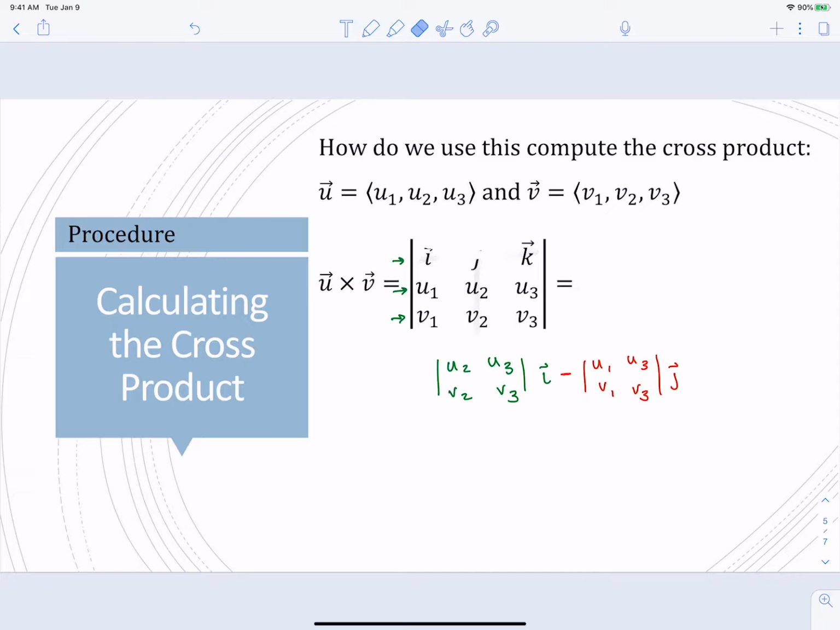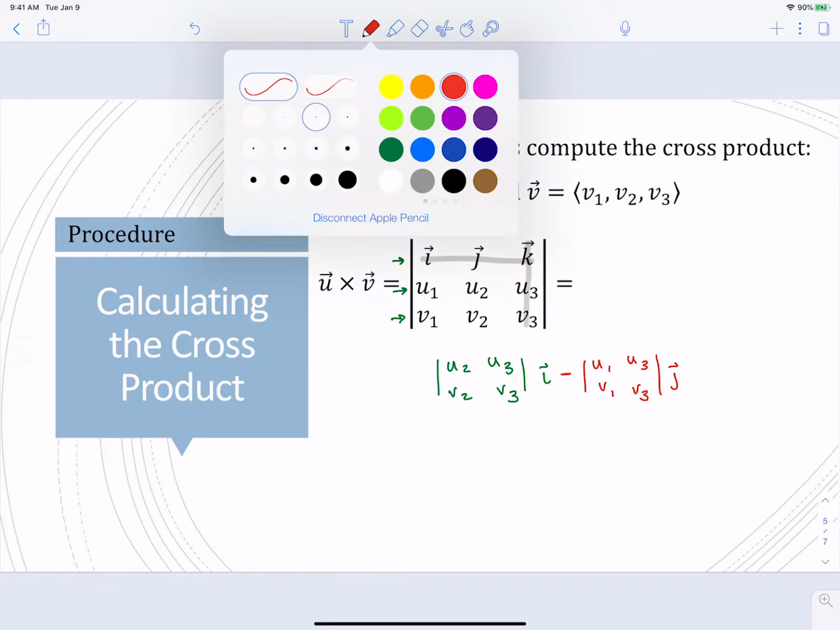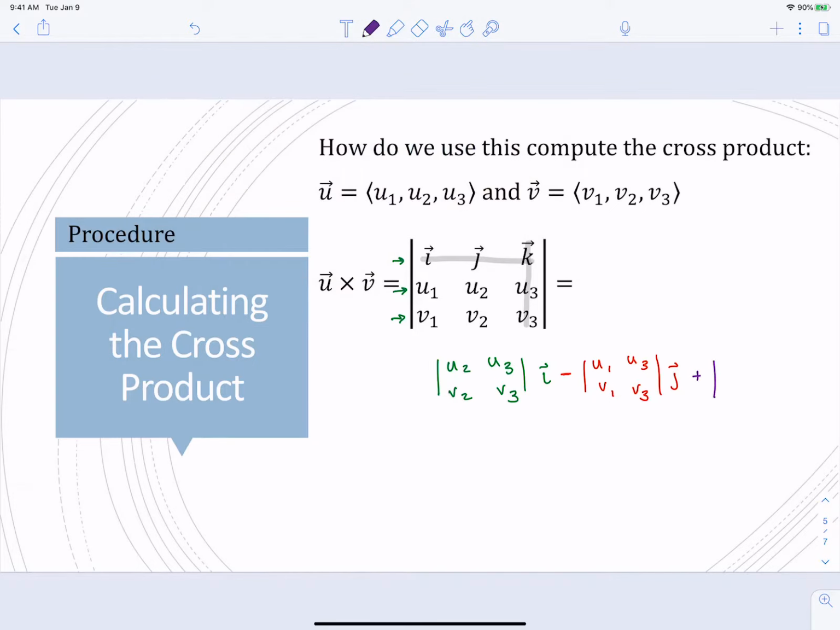And then lastly, for the coefficient for the k component, we are going to cross out that first row and cross out that third column. And here we are going to add the determinant of u1, v1, u2, v2, and that's going to be our coefficient for the k component.